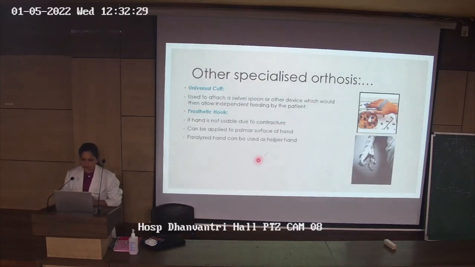Then the other specialized orthoses are the universal cuff orthosis, which is simply a band attached to the palm surface of the patient, and there is a gap in that band where he can attach the spoon or any kind of device he wants. If he is a mechanic, he can use a screwdriver by attaching it in this universal cuff. Okay, then the prosthetic hook. If the hand is not usable due to contracture, it can be applied to the palmar surface of the hand, and the paralyzed hand can be used as the helper hand for opening this hook.